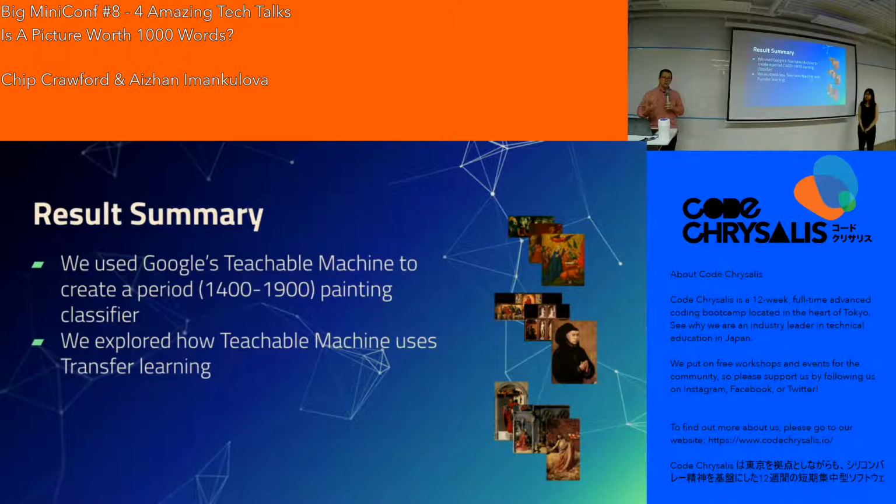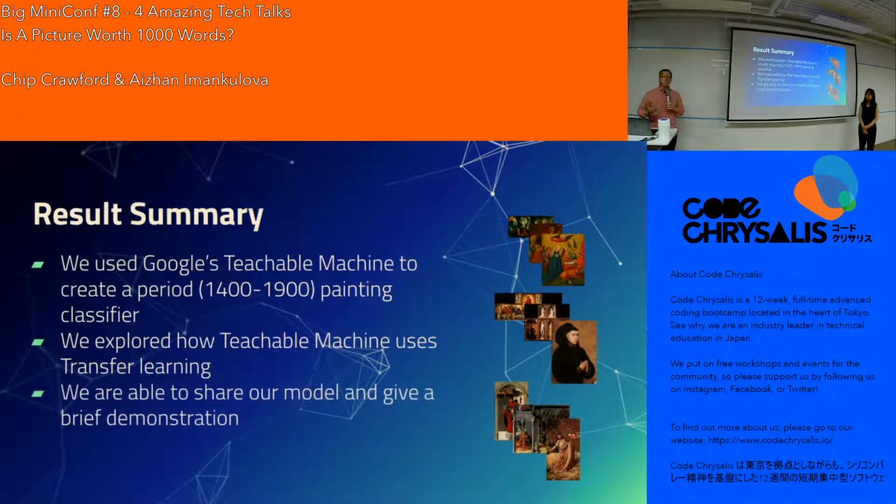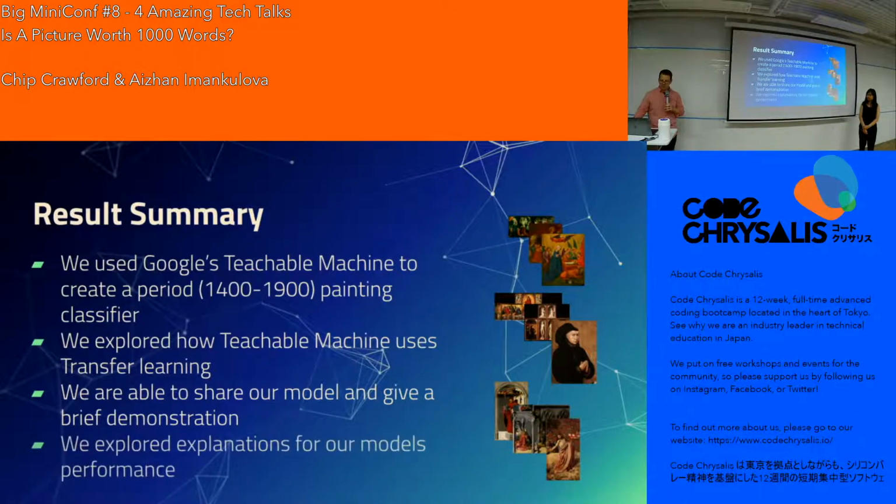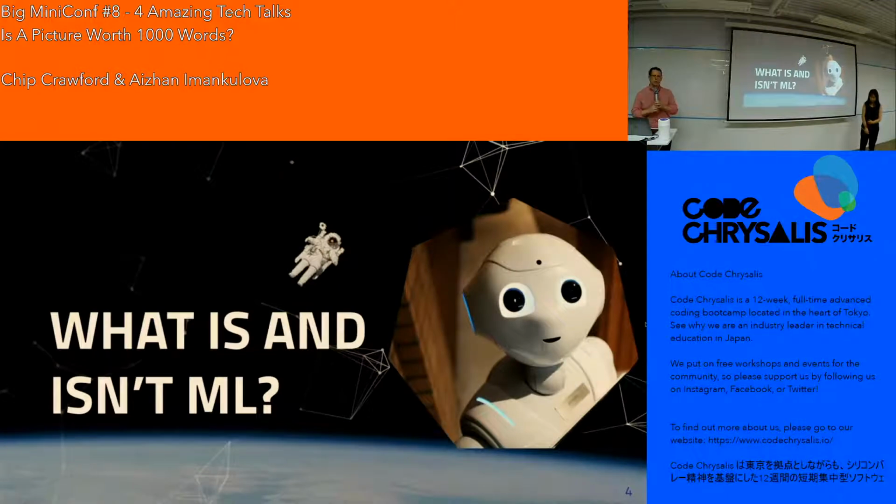We did some research into Google's Teachable Machine and how it relates to transfer learning. And we'll be able to share our results and give a brief demonstration of how to use Google's Teachable Machine. And finally, we look into why our model performs the way it does, its strengths and its shortcomings. So to start off with, I'll hand it over to Izon, who will talk about machine learning in general.